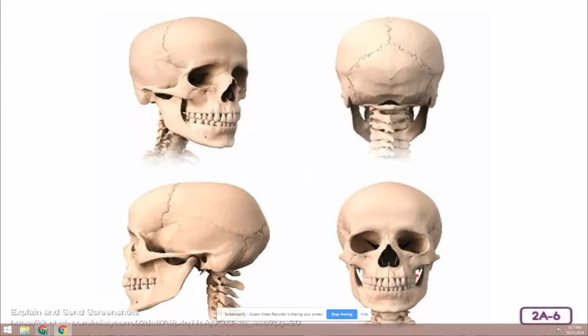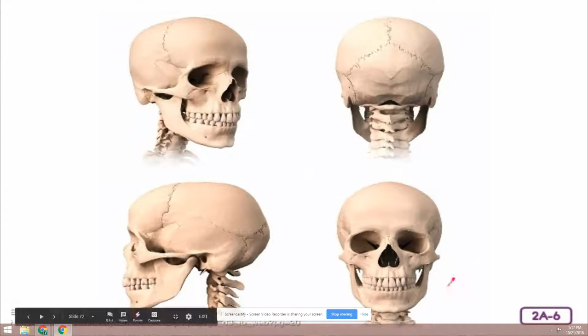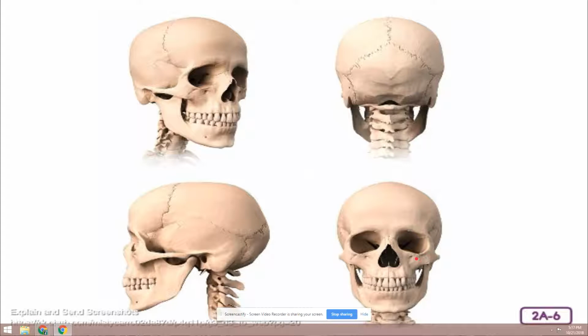Which bone moves when you open your mouth? Well, that's your jawbone. Your lower jawbone is hinged so that it can move up and down and side to side, which is pretty amazing.